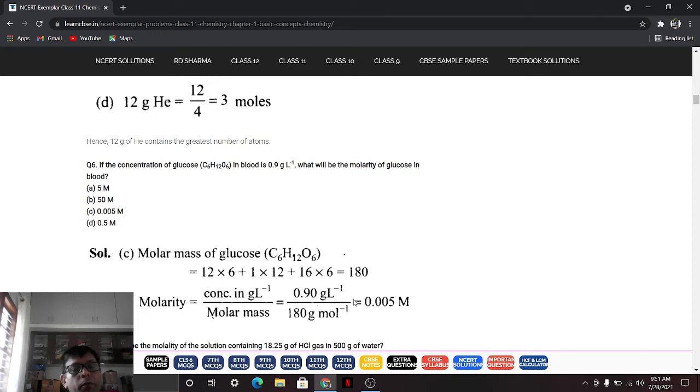Molarity is equal to concentration in gram per liter divided by molar mass. That is equal to 0.90 divided by 180, which is equal to 0.005 molar. Therefore, option C is the correct option.